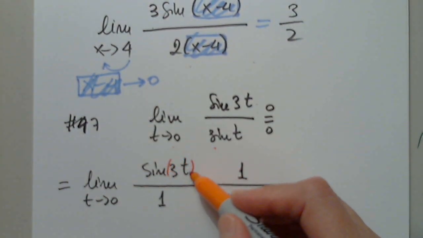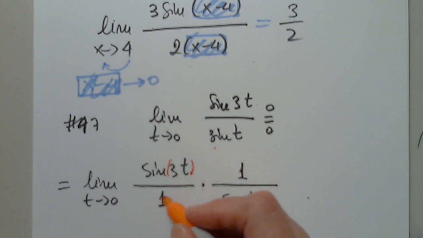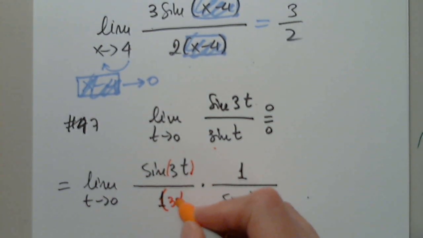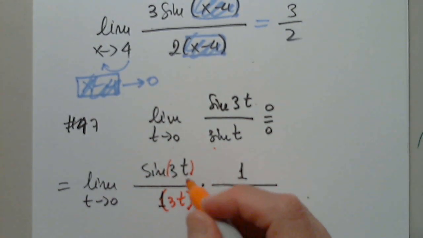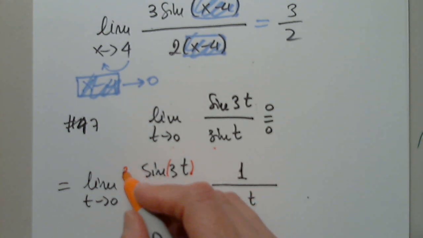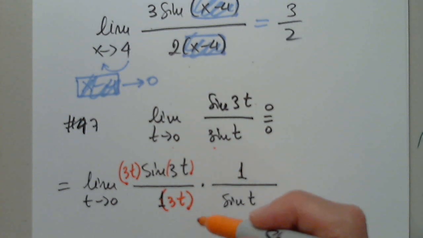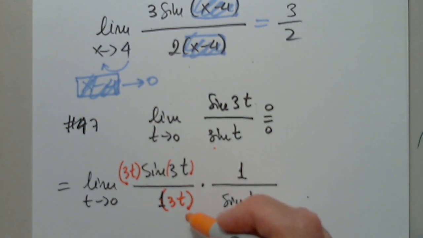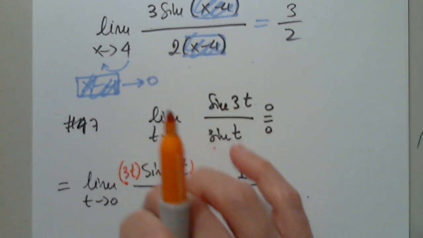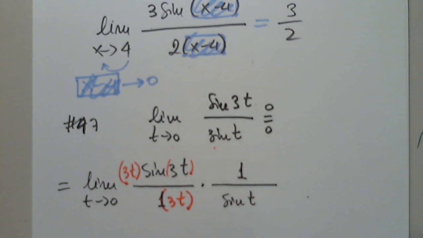This is sine 3t. Well, I need 3t in the denominator. But if I put 3t in the denominator, I have to put it in the numerator. I cannot all of a sudden divide by 3t because I want to. No. But if I multiply by 3t and divide by 3t, nothing happened, because this is 1.